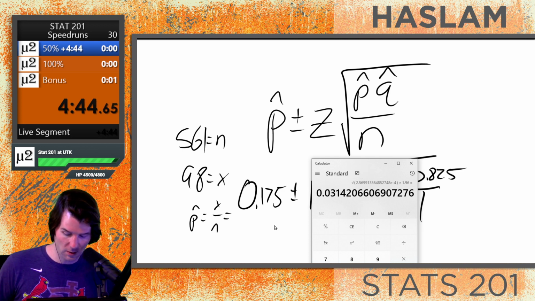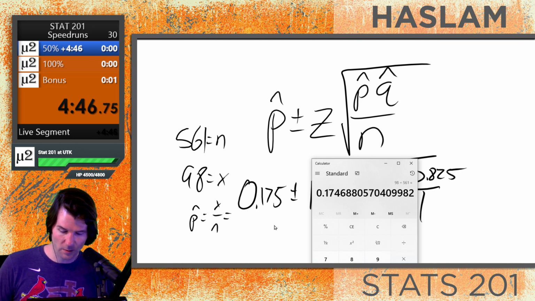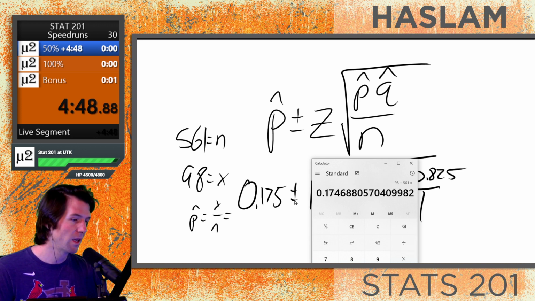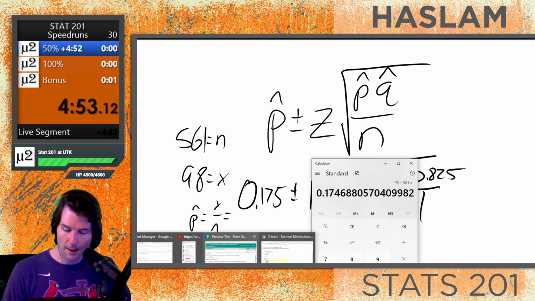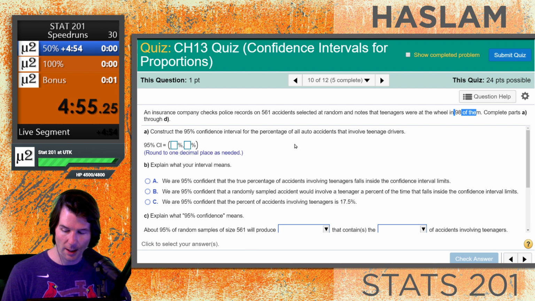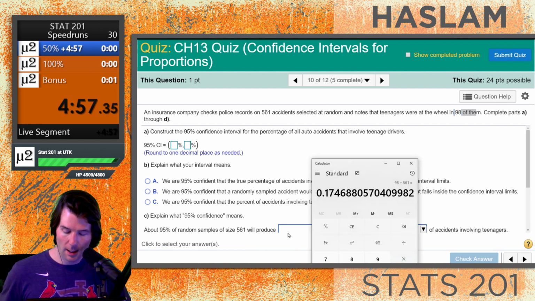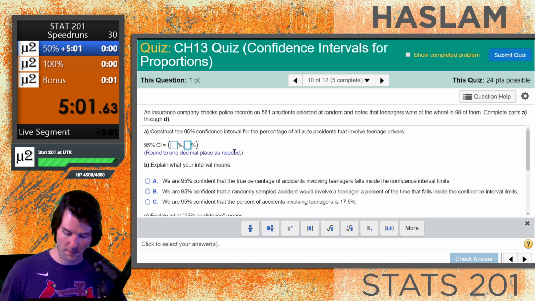So wait, I copied this. 98 divided by 561. Okay, that's with all the decimals. Carry all your decimals on your calculator. So I got everything in here. Okay, here we go, back over here. And now we add to this, and we get 20.6. One decimal, that looks good.